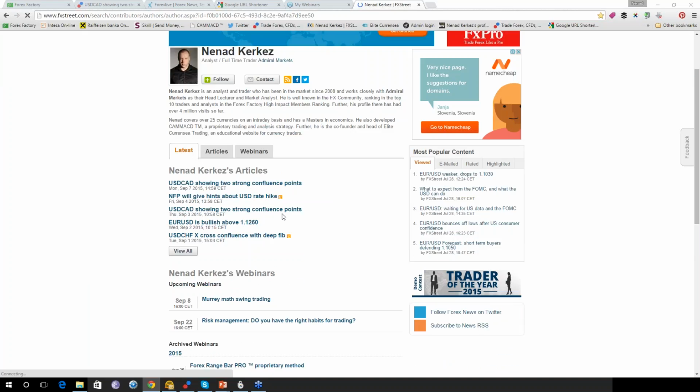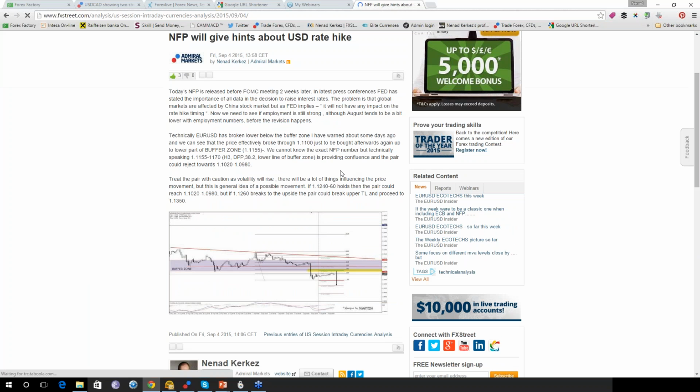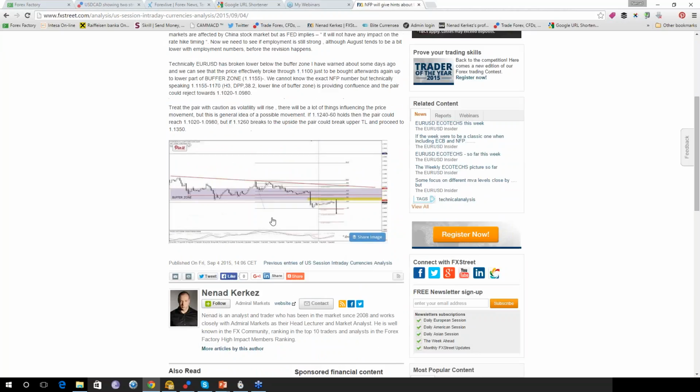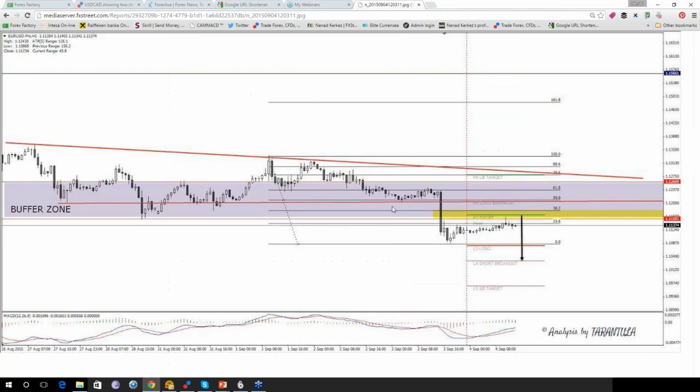So basically, this was the analysis. NFP will give hints about dollar rate hike. So this was, of course, done before NFP. As always, my analysis is pre-fact. What happened? Pair went here, then bang, it went down, touching basically 10.98. Yeah, just below this level, somewhere around here. And you could have made some 80 pips.